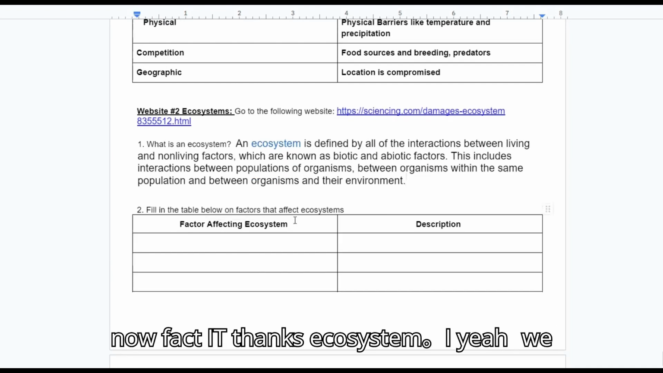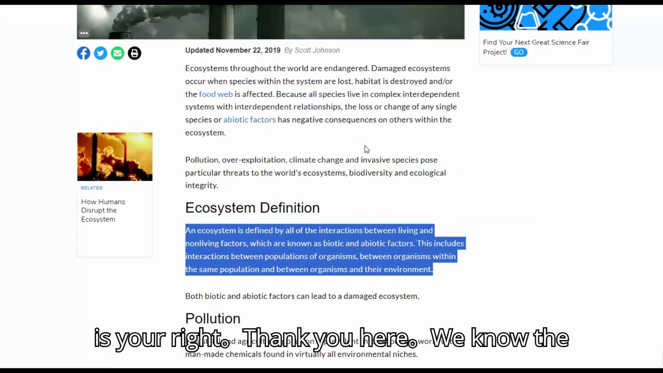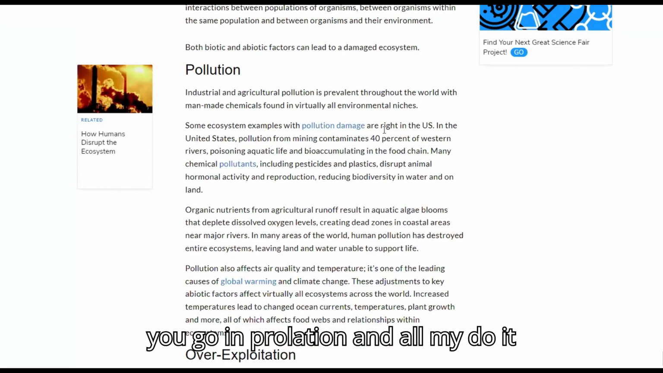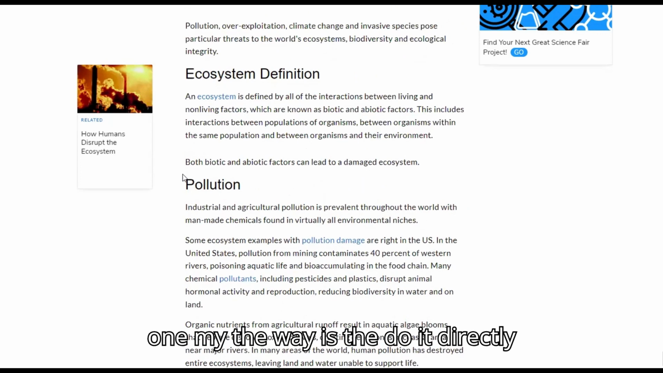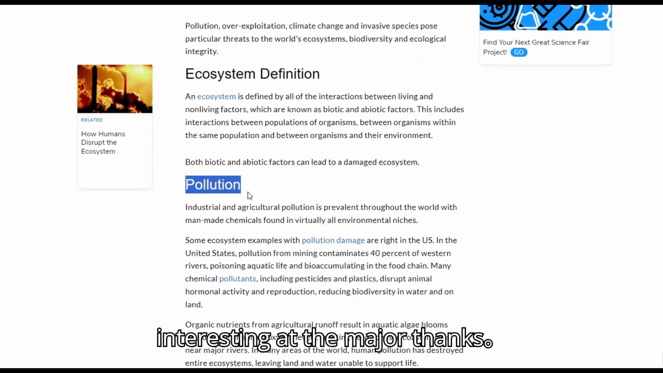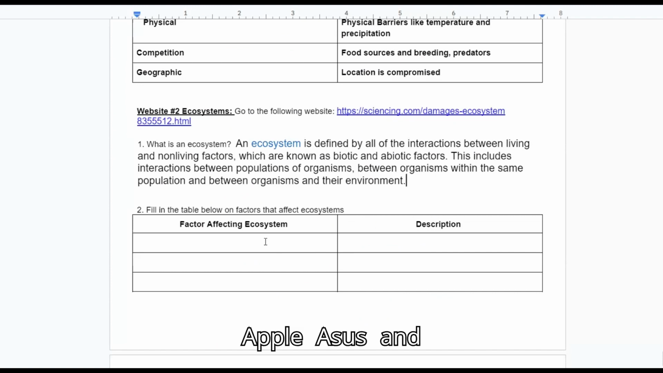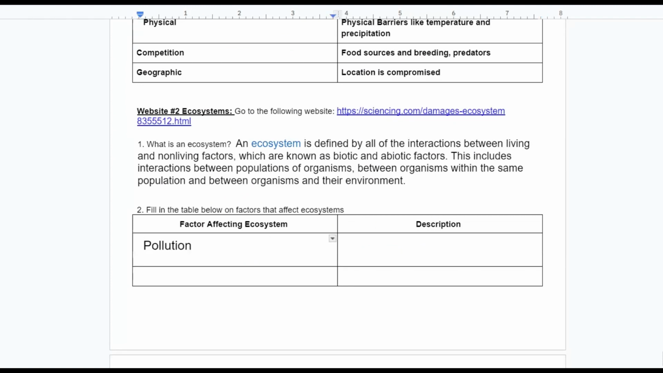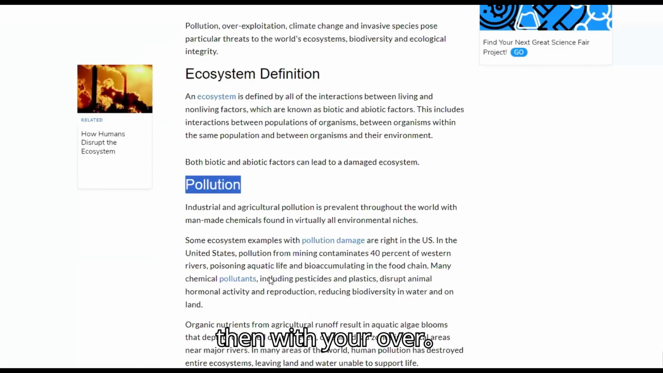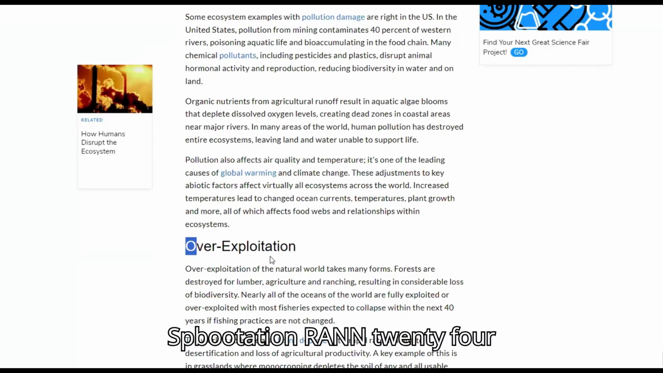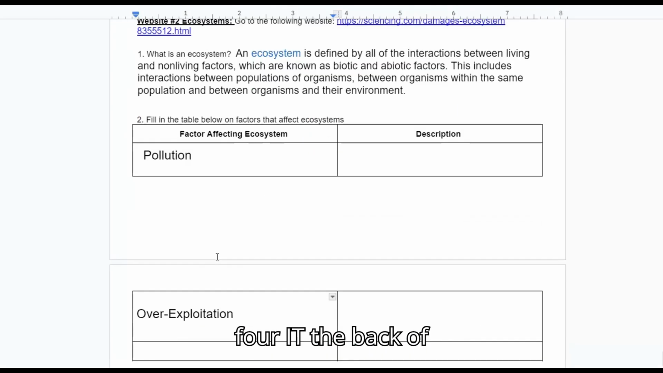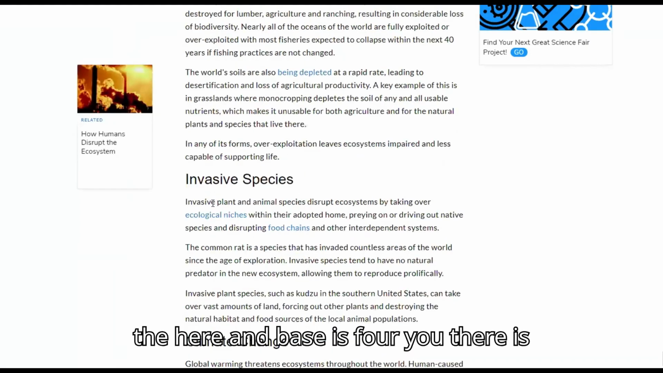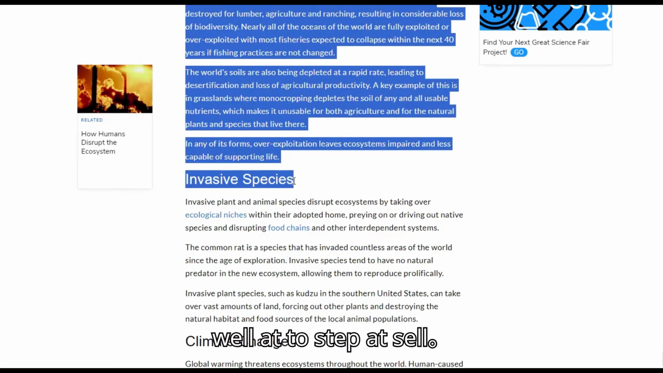All right, now factors that affect ecosystems. Again, we just go right back to here. We know that we go through pollution, overexploitation, invasive species. So essentially, let's see if we can just do it directly. I'm just looking at the major things, then I'm putting them right here. So we know this is Control C. We've got pollution, and then we've got overexploitation. All right, and then Control C, go back over to here, invasive species. I'm trying to show you how easy this can be. We'll do that as well, just that by itself.